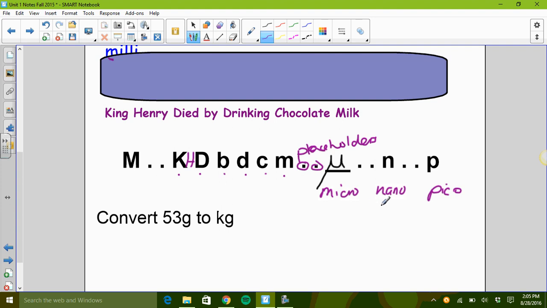Like a picometer, a nanometer, a micrometer, or micrometer is what some people say. Those are going to be smaller units than milli, which is the last one in that little cheesy drinking chocolate milk thing. Even larger than kilo by 1,000, because you can see that there are 1, 2, 3 spaces in between kilo and mega.